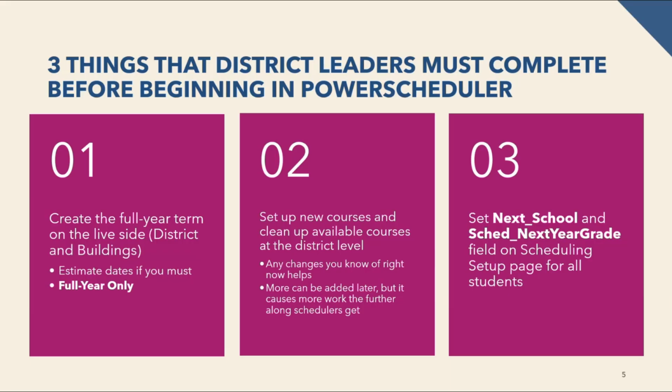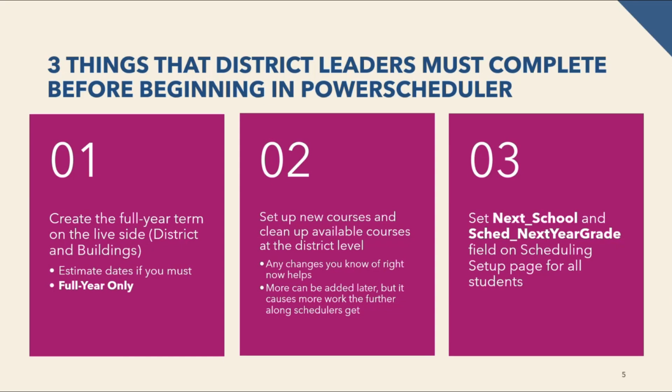So the first of those is going to be to create the full year term on the live side. That will need to be done at both the district level and the building level. And this is just the full year term. For scheduling purposes, you don't have to worry about semesters or quarters quite yet, or any other smaller span of time. It's just that full year 26-27 term must be created on the live side.